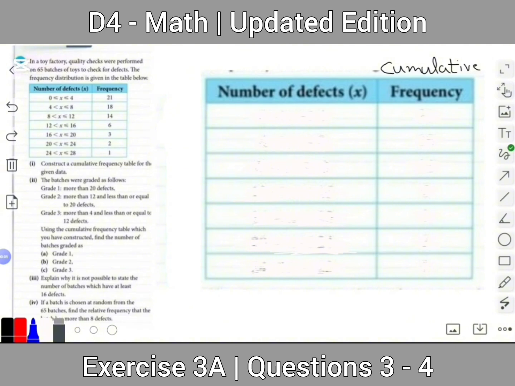Now we can see the first entry of the regular frequency table. It's from 0 to 4, number of defective toys, with a frequency of 21. So we can just copy it as it is into the cumulative frequency table as well. From 0 to 4, we will take only the upper class boundary of the first class interval, and that is x less than or equal to 4.